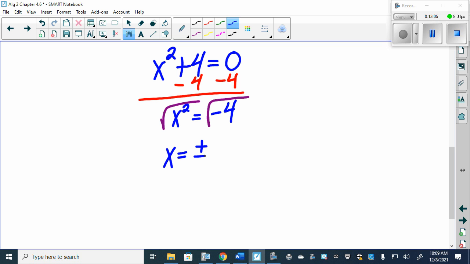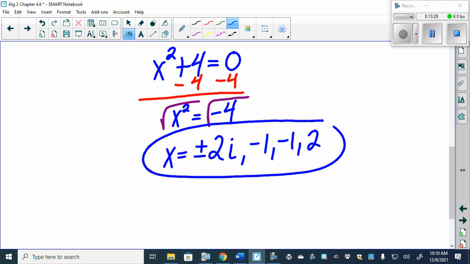What is the square root of negative 4? 2i. Because whenever we take the square root of a negative, the negative is going to come out as i, our imaginary number. So that is 2 of our solutions, and then we would have negative 1, and 2. We have all 5, yes? So we're done. Questions on this here? Are we ready for the next one?